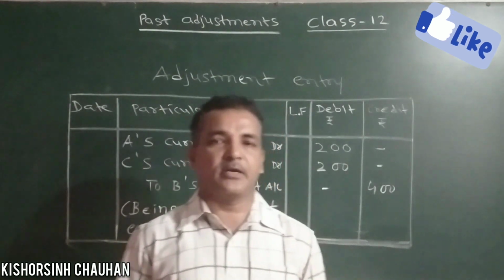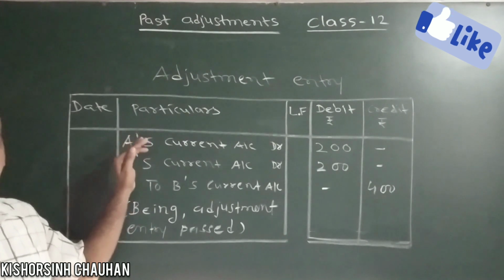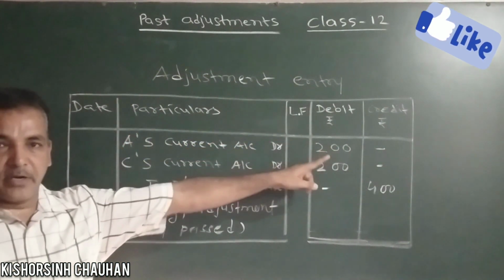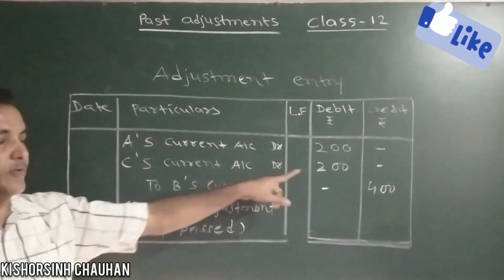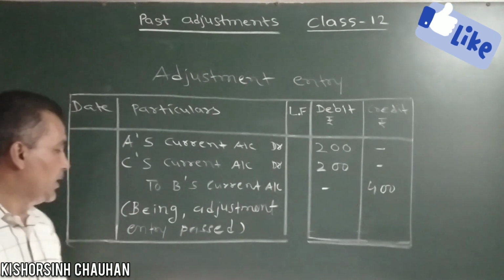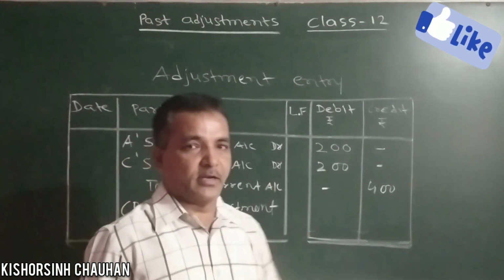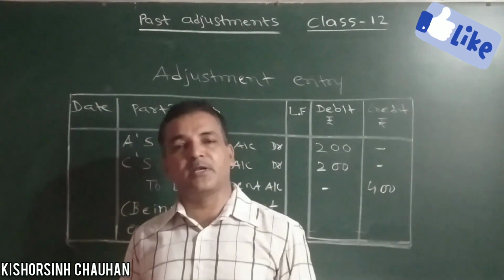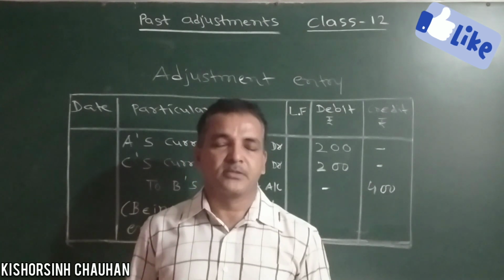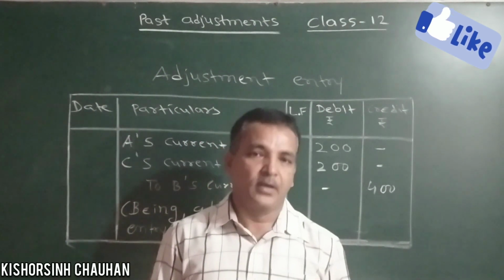So your adjustment entry would be written in this way. Adjustment entry. You will draw the columns of journal. A's current account debit 200, C's current account debit 200 to B's current account 400, being adjustment entry passed. Once again, students, I remind you, it is a fixed capital method, and in fixed capital method, we open current account. So this adjustment entry would be passed by current account. Thank you.